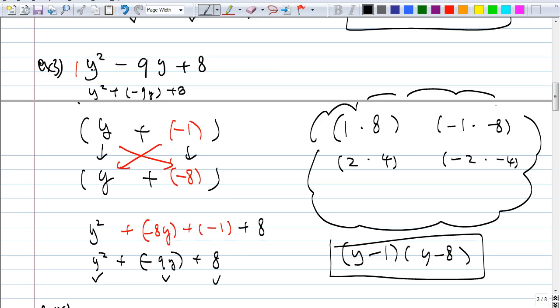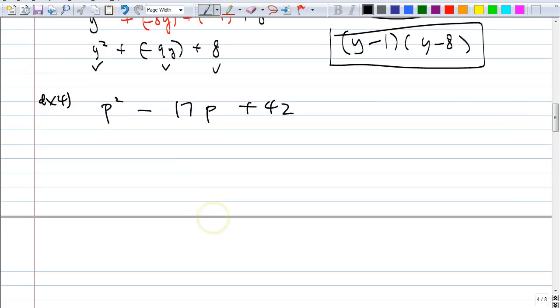Okay. May I give you another one then? Do you all get this? Okay, good. All right, everybody then go ahead and try this one here. Okay, go ahead.